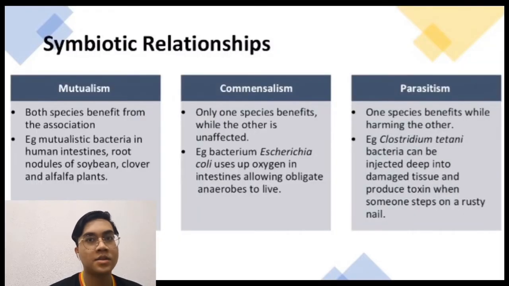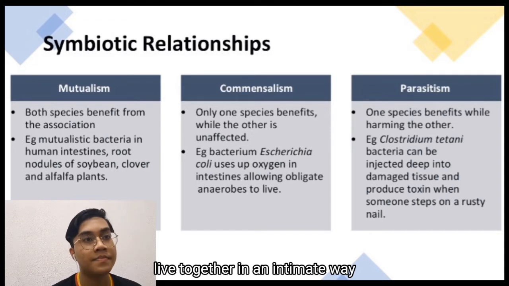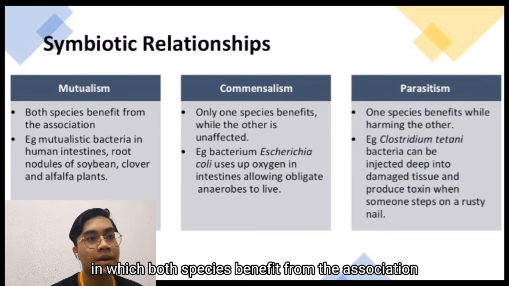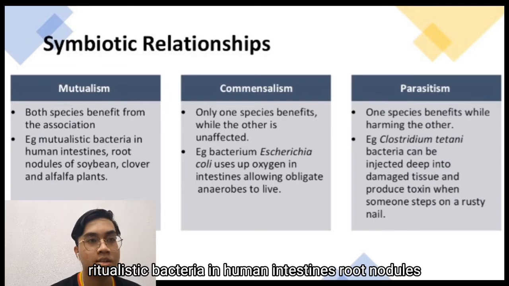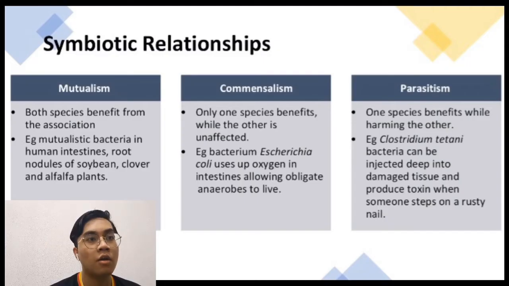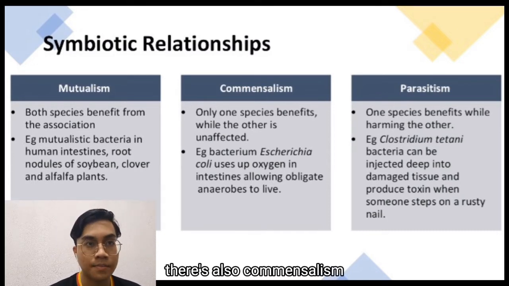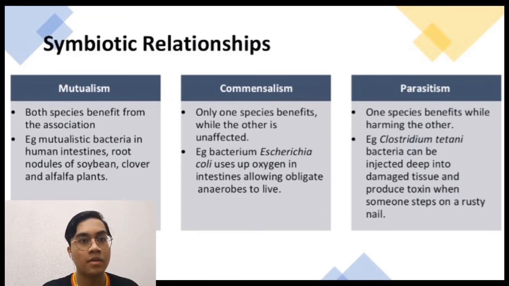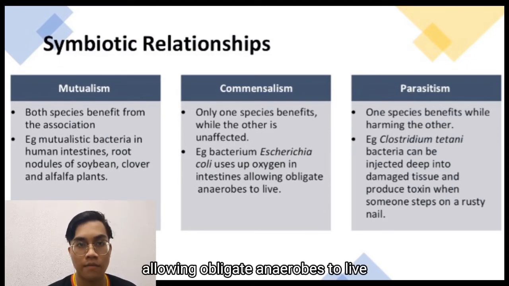Bacteria also form symbiotic relationships in which two different species live together in an intimate way. One of those is mutualism, in which both species benefit from the association. For example, mutualistic bacteria in human intestines, and in root nodules of soybean, clover, and alfalfa plants. There's also commensalism, in which only one species benefits while the other is unaffected. For example, a bacteria uses up oxygen in the intestines, allowing obligate anaerobes to live.